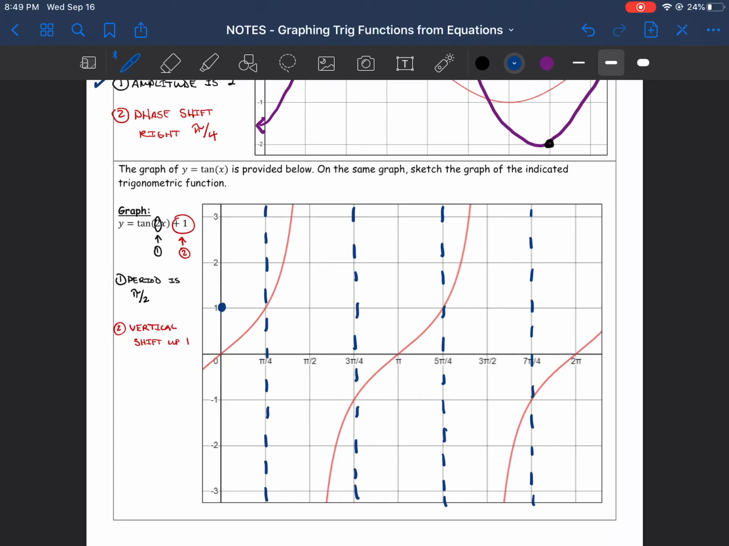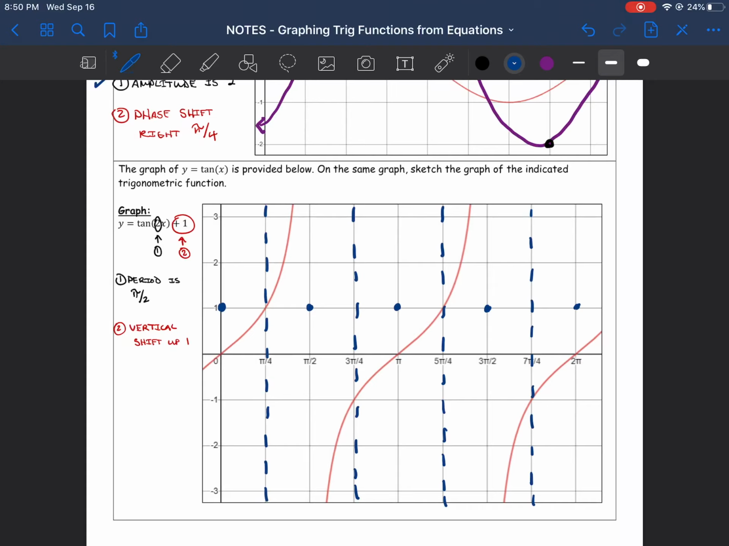Okay? Similar here, we would have had a point at pi over 2, 0, but now that we have this vertical shift up 1, we're going to have a point at pi over 2, comma 1. Same thing here at pi. We're going to have a point at pi, comma 1, 3 pi over 2, comma 1, 2 pi, comma 1, and so on as the graph would expand to the right.